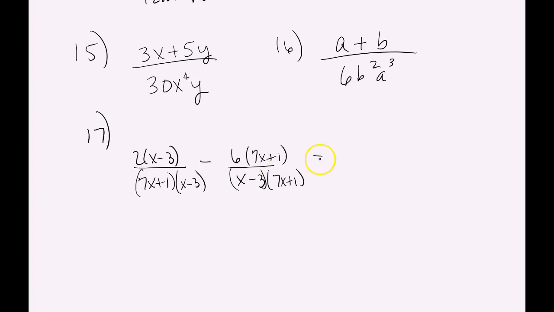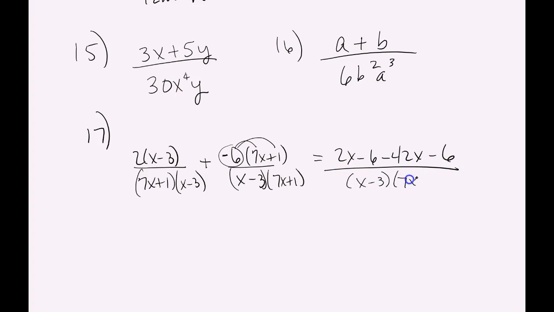And now I simplify. So this is a 2x minus 6. Now remember, this is really like a plus negative, so this negative 6 gets distributed to both. So negative 42x minus 6, all over the denominator. Okay, and then we combine. So what is 2 minus 42? Well, that is a negative 40x and then minus 12.